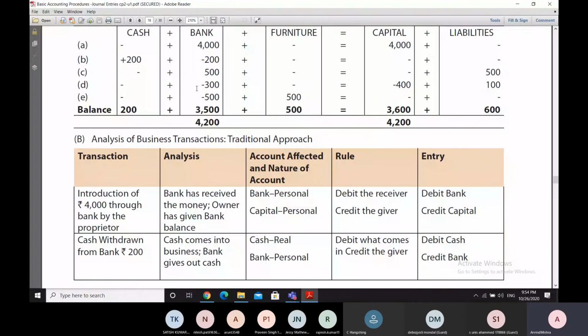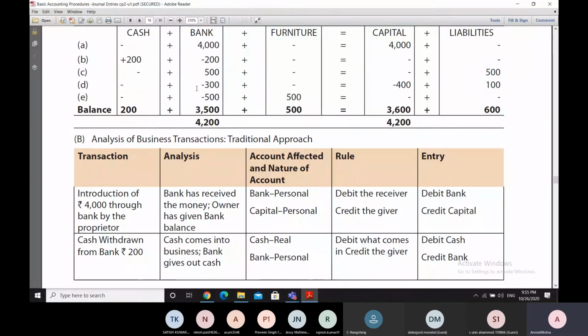Now, when we look at the traditional approach, and we see the first example, introduction of 4,000 through the bank by the proprietor, what is happening here is that two accounts are being affected. Bank is receiving the money, and the owner has given the bank balance. So two accounts are being affected, bank and capital. Both accounts are personal accounts in nature because the bank account belongs to a person as well as the capital account. And therefore, the rule that will apply here is debit the receiver and credit the giver.